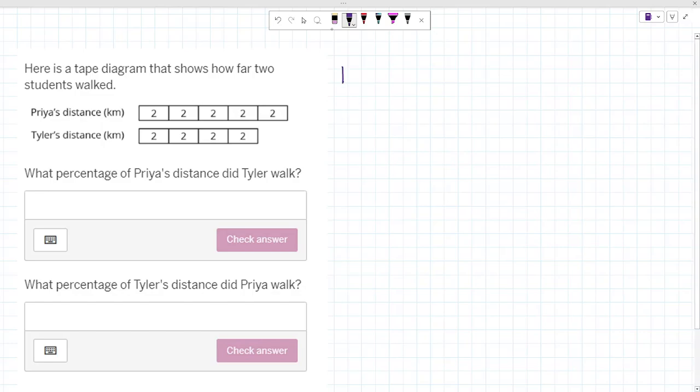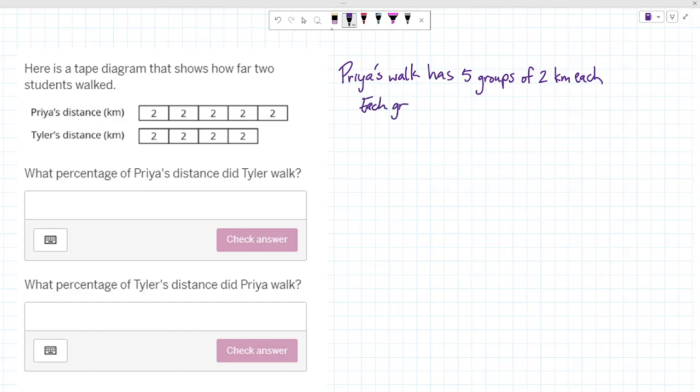So Priya's walk has how many groups of 2 kilometers? 5. So Priya's walk has 5 groups of 2 kilometers each. So each group, it represents 1/5 of the total walk, because it breaks her walk into these 5 equal groups. So if we take one of those parts, that's 1/5.